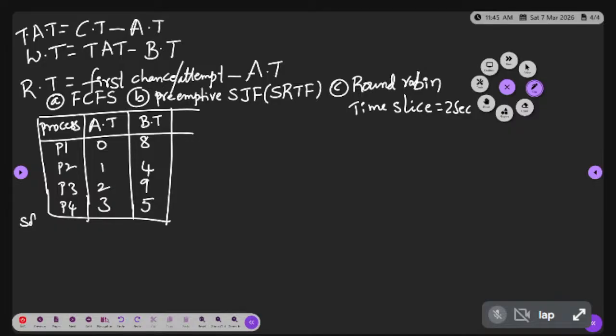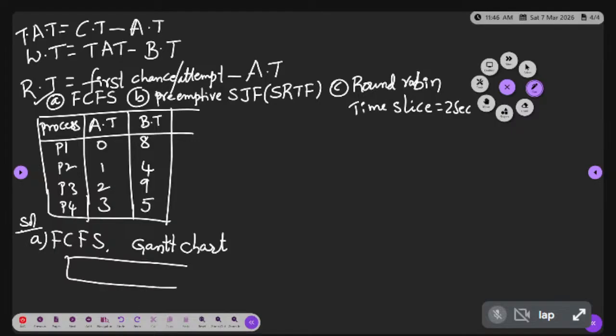The solution. What is the first one? A, FCFS, first come first serve. The first one that arrives should be allocated first. So for this we have a Gantt chart. The Gantt chart decides the order of execution of the processes.